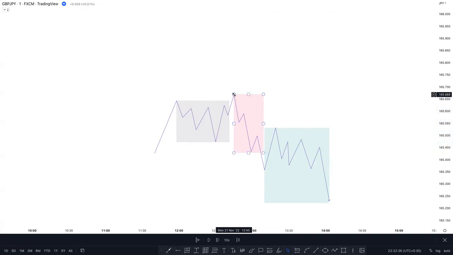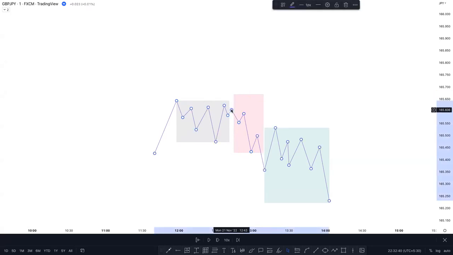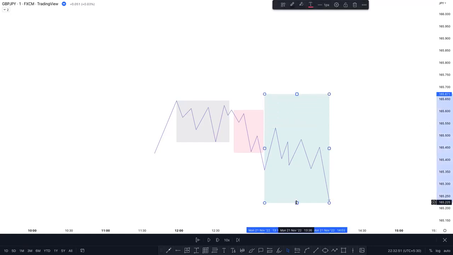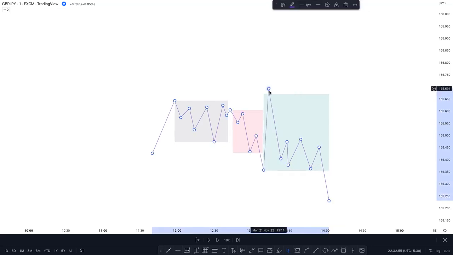Okay, if these two sessions are working like this, as a continuation, then this session is the manipulation. One session will be manipulated in a day, like this.